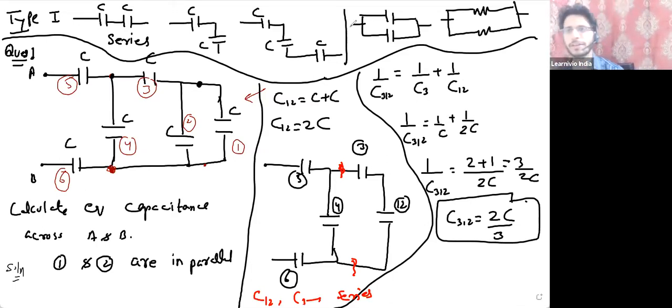Okay, this is how we calculate equivalent capacitance in series. For resistors we can add them up directly, but for capacitors we add the reciprocals. Sir, it will be parallel, right? C3, 12 and 4. Ahmed, is it clear? Yes, sir. It's not a resistor. If they were resistors, we would add them up in series. These are capacitors, so it's 1 by C1. So you get C312 as 2C by 3.